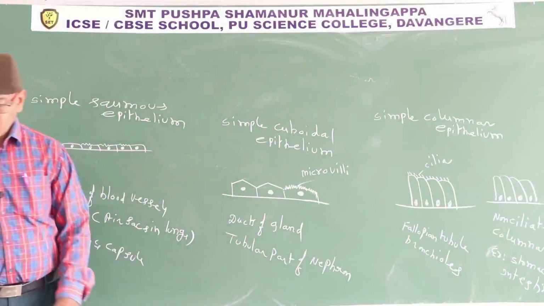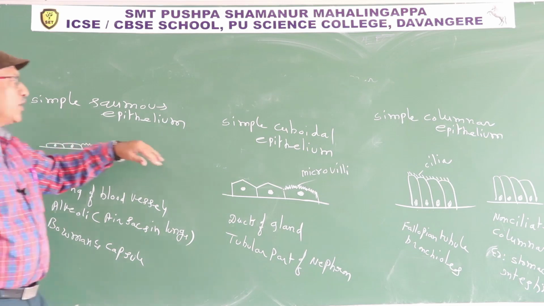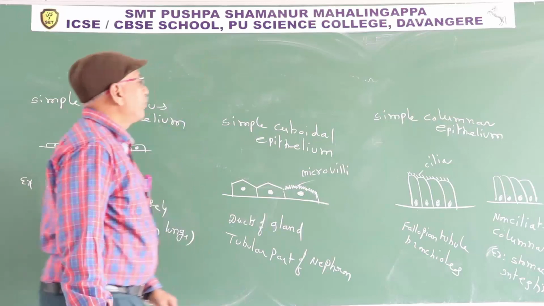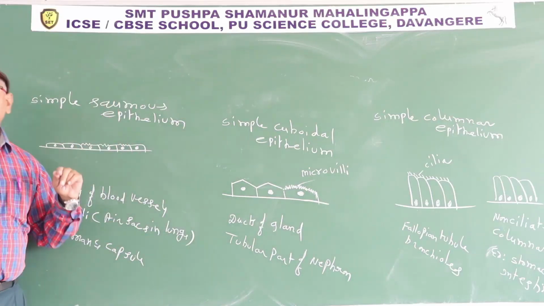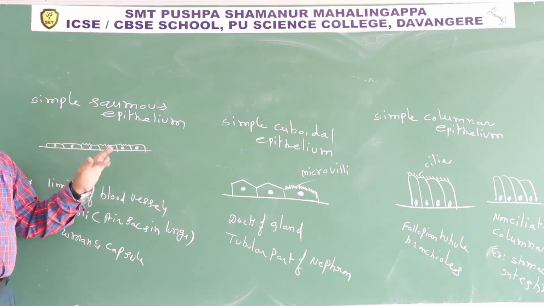So the 3 marks question is: explain simple epithelium. Simple epithelium, depending upon the shape of the cells, is of 3 types: simple squamous epithelium, simple cuboidal epithelium, simple columnar epithelium. Why is it known as simple epithelium? If the cells are arranged in a single layer, it is known as simple epithelium.